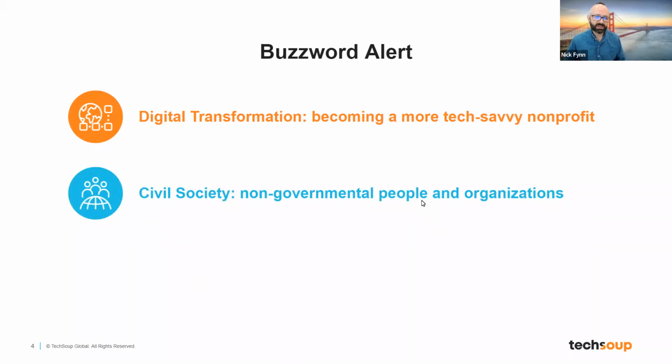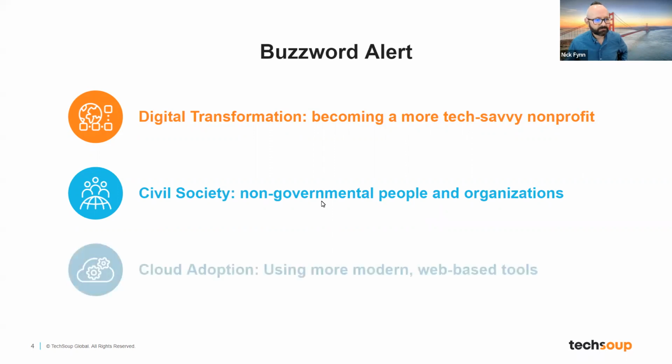The second term you'll hear is civil society. And lots of folks are members of civil society. When we talk about civil society at TechSoup, what we're really talking about is non-governmental people and organizations. That's what nonprofits are. That's what 501c3s are. And we all have a mission or an objective that we're working on. But broadly taken together, we call that civil society.